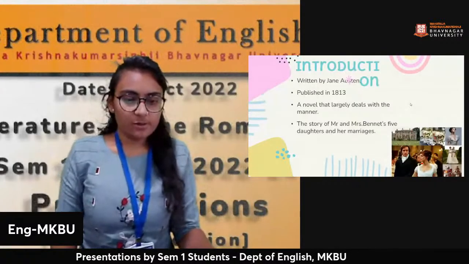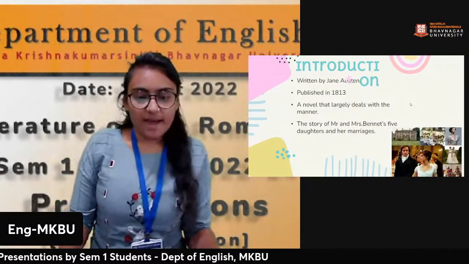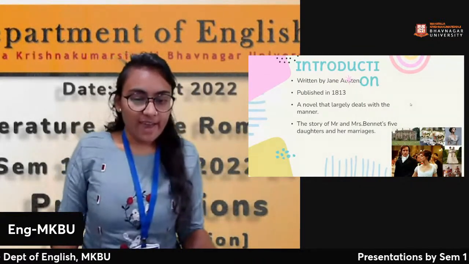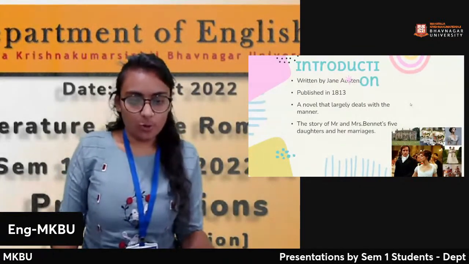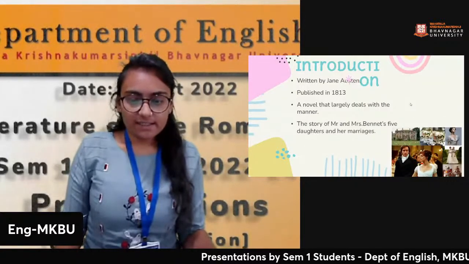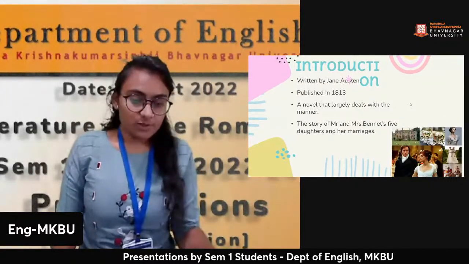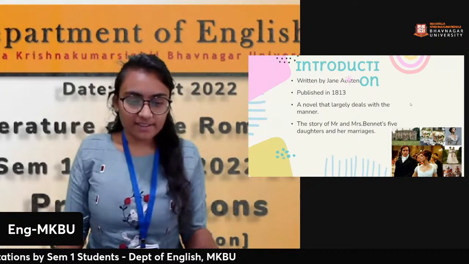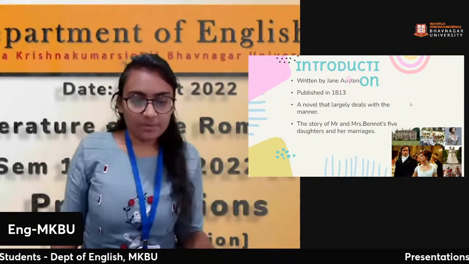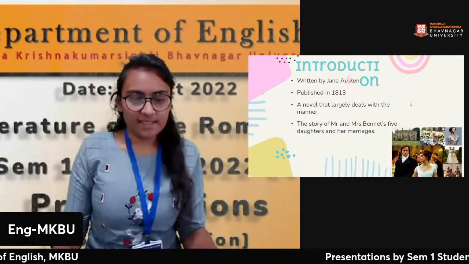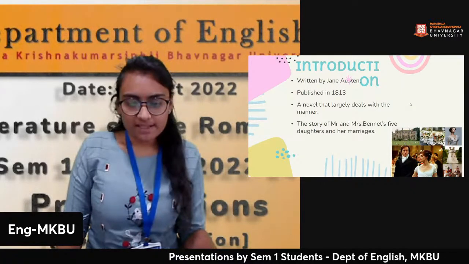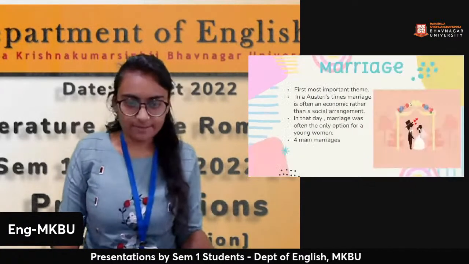Pride and Prejudice was written by Jane Austen. This novel was published in 1830, a novel that largely deals with manners. Especially, we can see it in the character of Mrs. Bennet. The story is of Mr. and Mrs. Bennet's five daughters and their marriages.